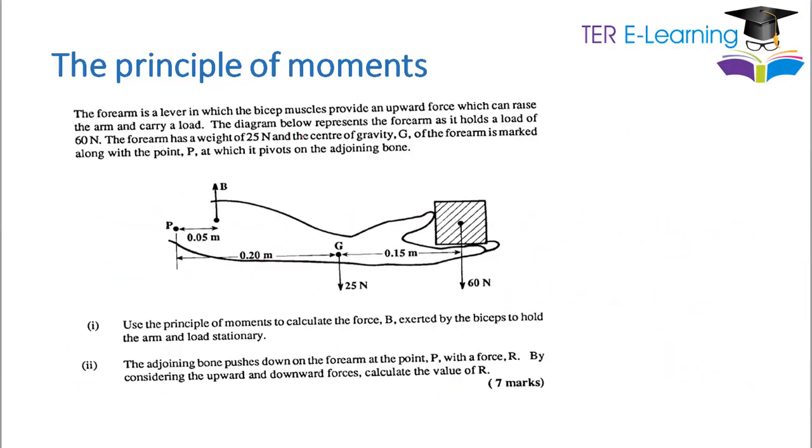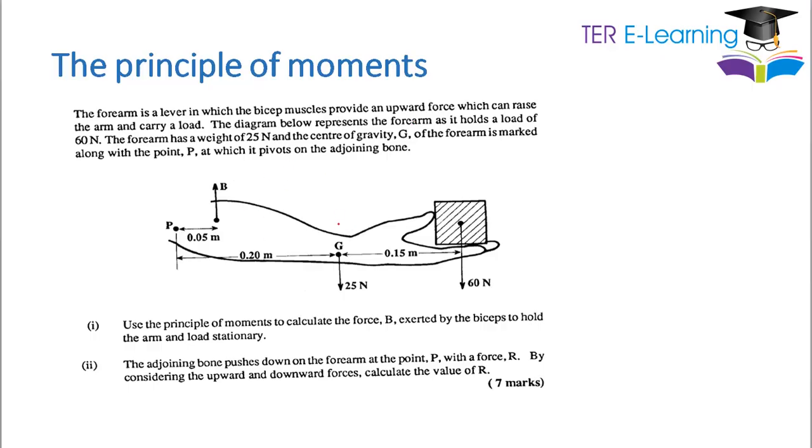Right? So we have the forearm as a lever, for which the bicep muscles provide an upward force which can raise the arm and carry a load. The diagram below represents the forearm as it holds a load of 60 newtons. The forearm has a weight of 25 newtons, and the center of gravity G of the forearm is marked along with the point P at which it pivots on the adjoining bone, right?